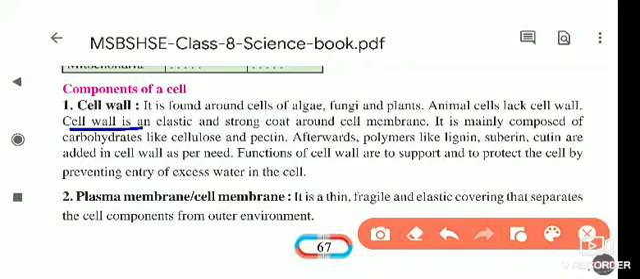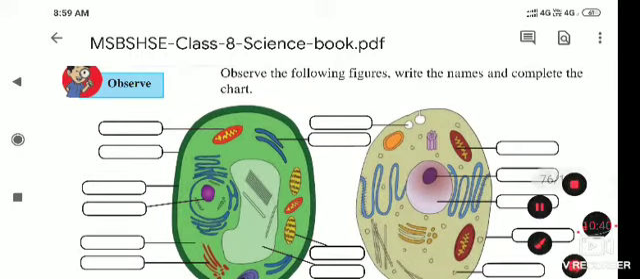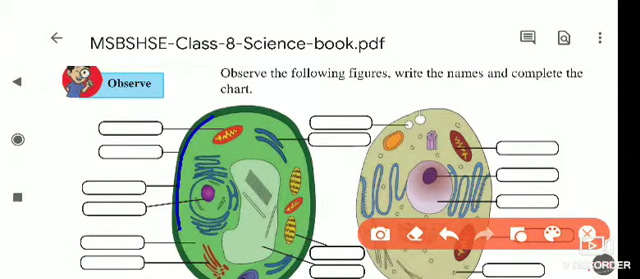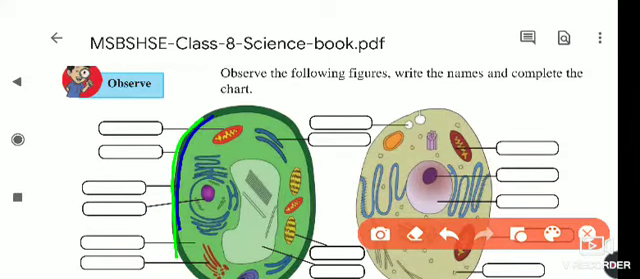The strong coat around the cell membrane is the cell wall. It is present only in the plant cell. Here it is the cell wall, the black outer coating, and inside it there is the cell membrane.